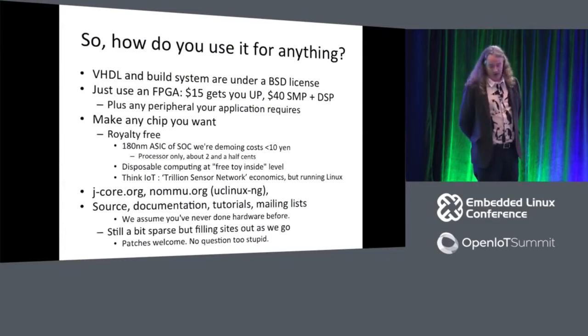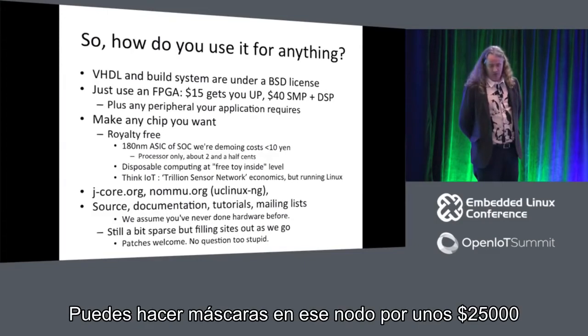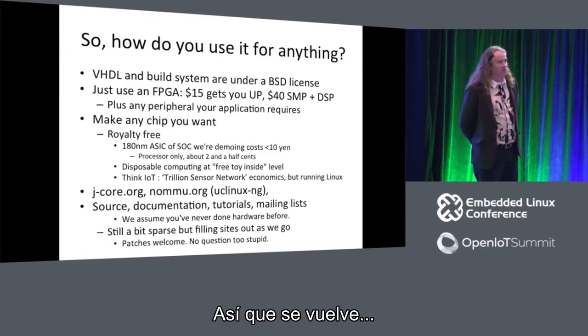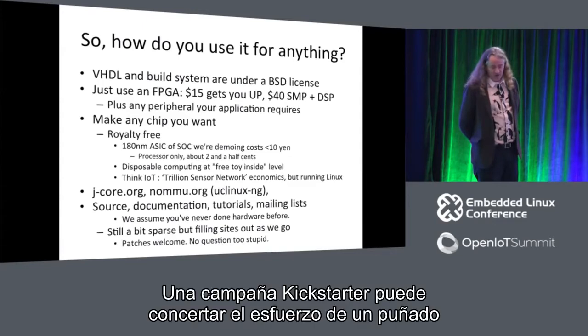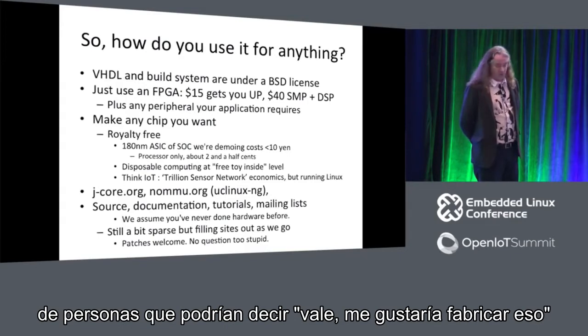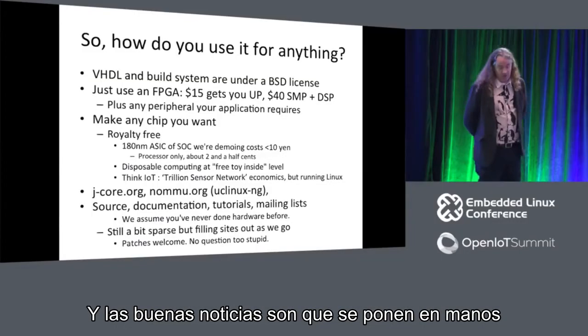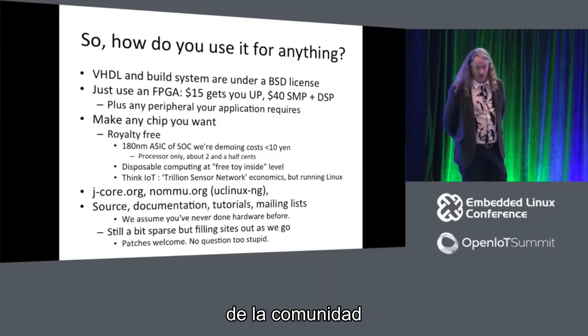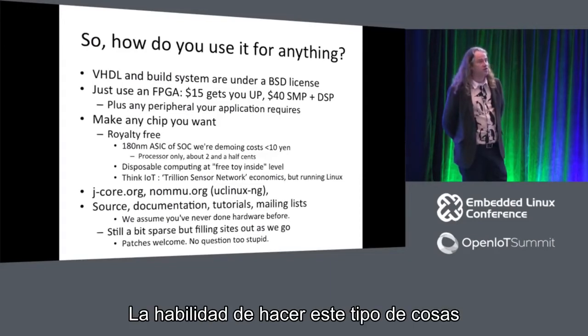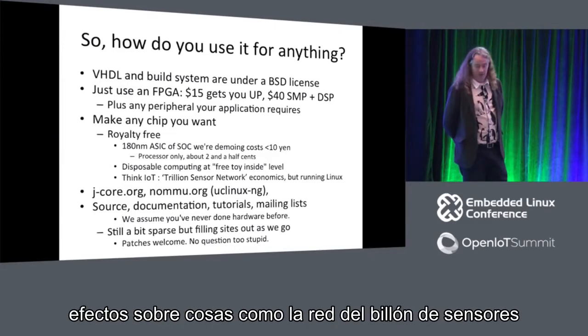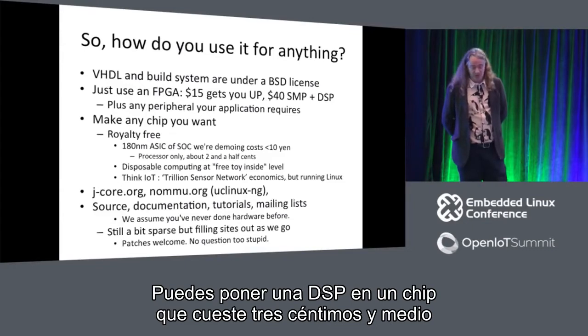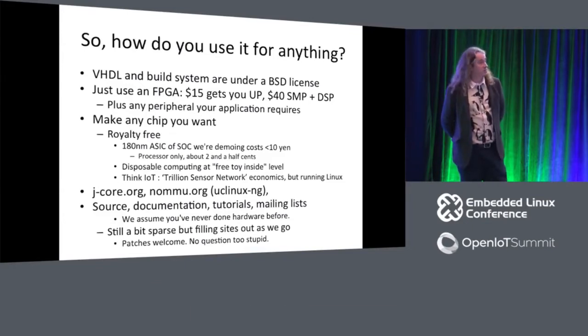You can make masks at that node for about $25,000. So it becomes one of those things that a Kickstarter can do, a concerted effort of a bunch of different people getting together could say, okay, I'd like to fab that. And the best news on that front is it puts in the hands of the community the ability to do this kind of stuff for real projects that might have an effect on things like the tera sensor network, the trillion sensor network, right? And you can put a TCP/IP stack on a chip that costs you 3.5 cents. It's really quite interesting.